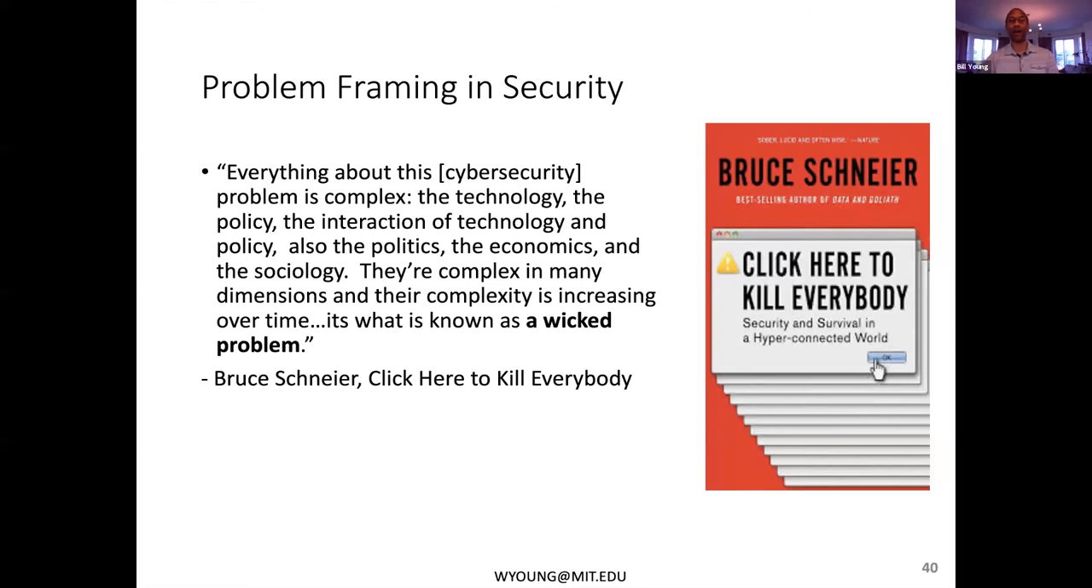And I like how he draws the fact that it's not just the technology, it's not just the policy, but it's the interaction between the two, the politics and the economics and the sociology. Well, think about traditional security engineering. What do we focus on? We focus on the technology. What about all those other things? If you go back to Monday and when Nancy talked about the power of the STAMP model in her chart that had the entire socio-technical system structure, there was government, there were all the things that she included there on her chart, it's also in her book, are the things that are included here by Schneier.